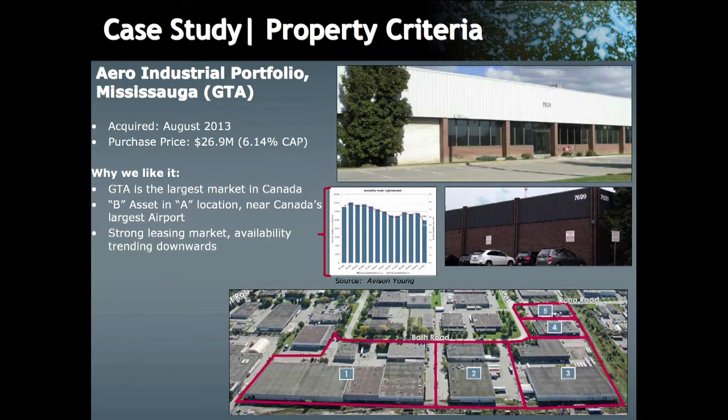So B assets near Canada's largest airport. Strong leasing market. The occupancy is moving up. The vacancy is trending down. What we liked about this asset, and the cap rate is actually a little bit higher than that, because part of our negotiation on price was that we negotiated, I think off the top of my head, about a $3.5 million capital reserve that we're going to invest back in the property to keep the property well maintained.